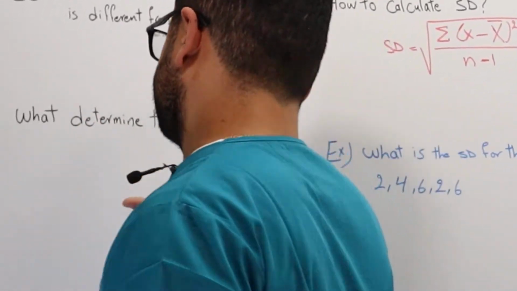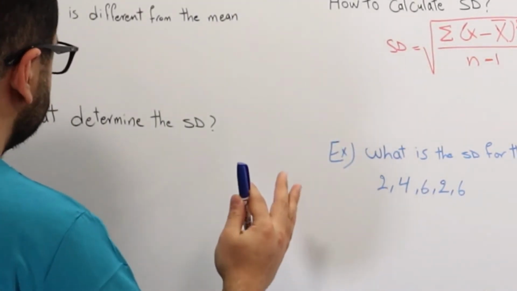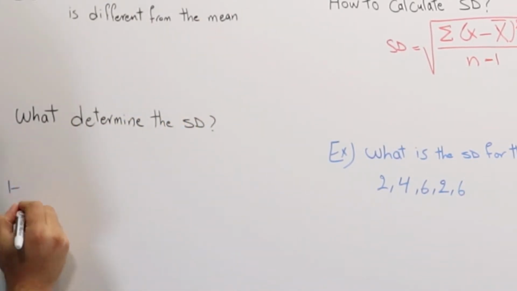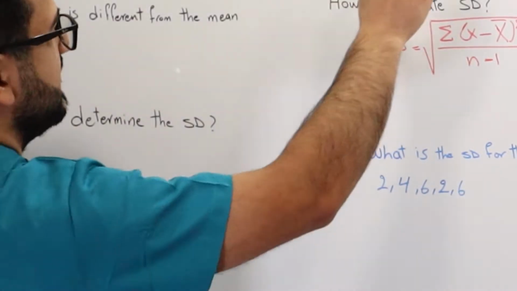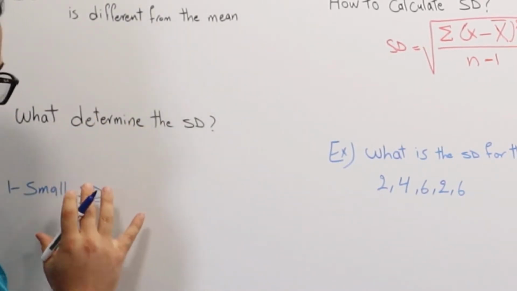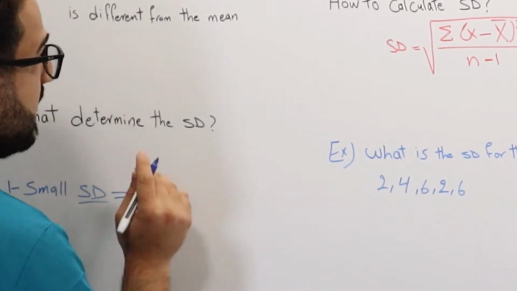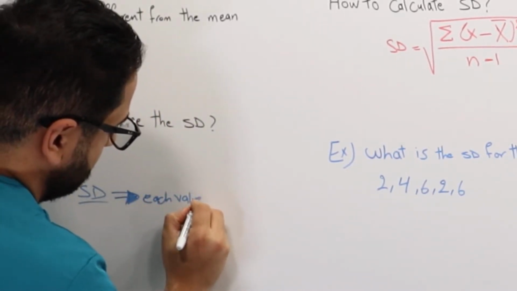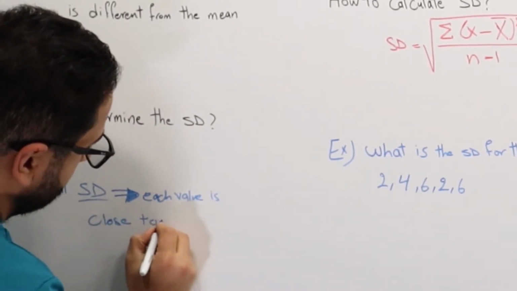So what determines the standard deviation? What determines that is basically how far the data set is from the mean. So we have two options in this case. Option number one would be small standard deviation, and I'm just going to refer to the standard deviation as SD. Small standard deviation means that each value in the data set is close to the mean.